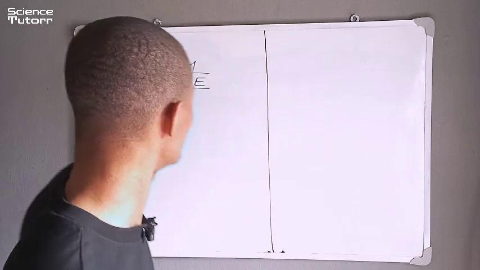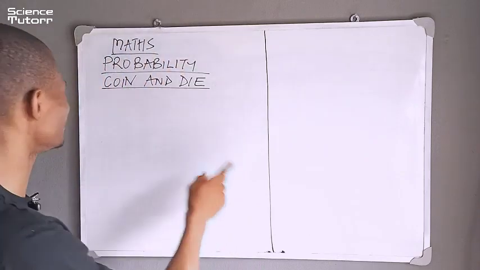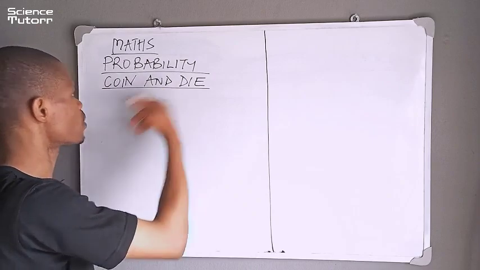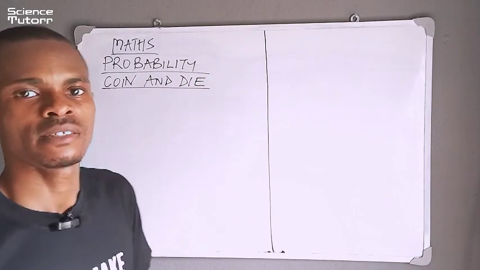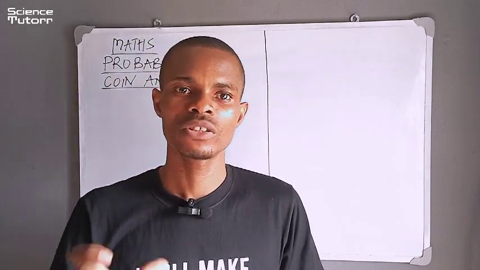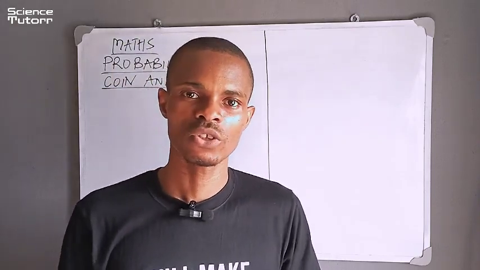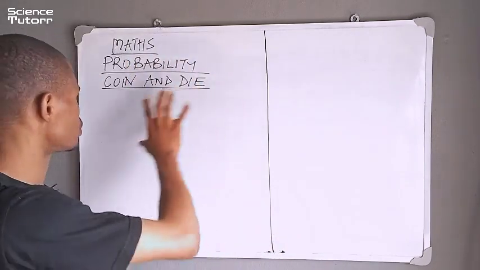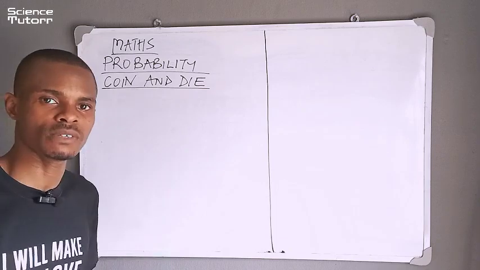In this video, we shall be looking at the topic probability, and specifically, we shall be considering a fair coin and a fair die. We shall be analyzing the coin and die for students that are having issues in analyzing each of these, the coin and the die. We shall be looking at it in this video.